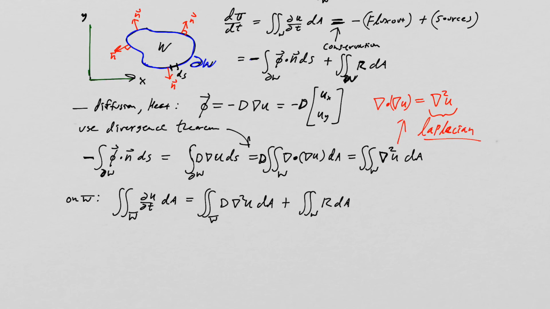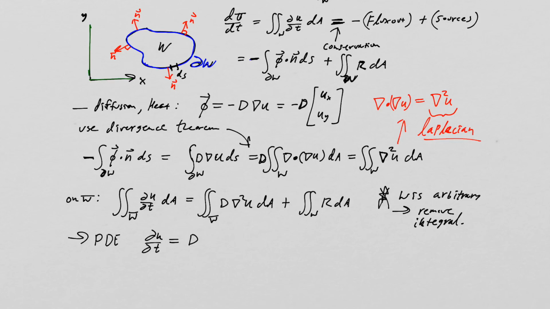Okay, so we have this equation, and then we make the insight, of course, that W is arbitrary. So we can remove the integral, in which case we have the PDE. Okay, so there's our PDE. So we've derived our PDE.